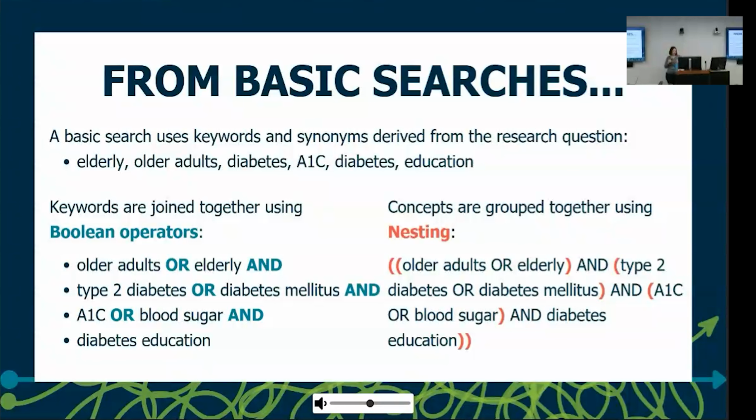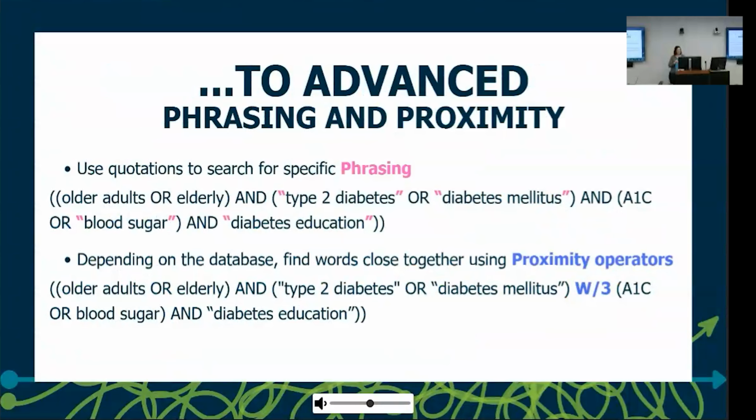All right, to advanced: phrasing and proximity. So use quotations to search specific phrasing. This means if it's got more than one word, you're probably going to want to use phrasing. So like type 2 diabetes as a phrase, if you want that in your search, you would need to put quotations around it and so on. If it's more than one word, especially as a keyword, you want to put quotation marks.